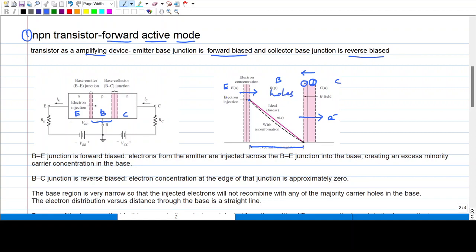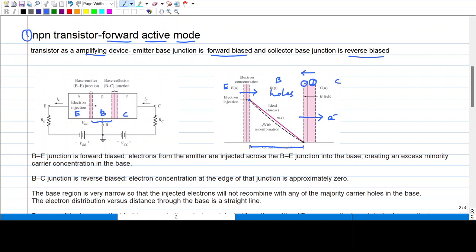Whatever electrons are injected into the base, a few of the electrons will recombine with the holes. The first approximation we are making here is that there is no recombination in the base. Under such approximation, whatever electrons get injected into the base will reach the collector. Under that condition, we can see the electron concentration as a red curve with respect to distance, without any recombination. This is the ideal case.